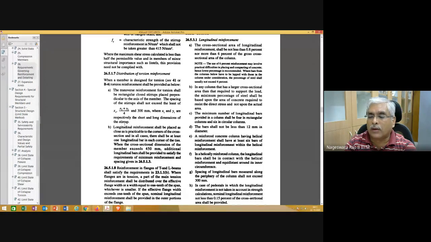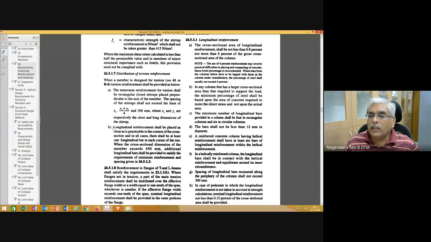d1. b1, d1 are to the center of the longitudinal reinforcement that you provided, whereas x1, y1 are to the outer dimension of the stirrups. x1, y1 are respectively the short and long dimensions of the stirrup. So your spacing of the stirrup shall not exceed the least out of these: (x1 plus y1) divided by 4 or 300 mm.